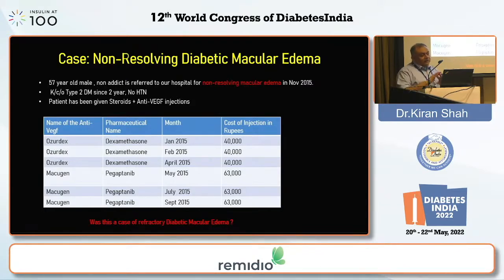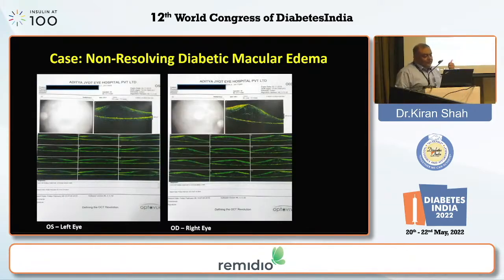Despite this, there is no improvement in diabetic macular edema. So what came to us was a non-resolving diabetic macular edema who has been injected all these injections for over possibly 6-7 injections. So was this a case of refractory diabetic macular edema was the question. This is the report which we first saw, and you can see there is diabetic macular edema in both the eyes. There is complete loss of foveal depression.